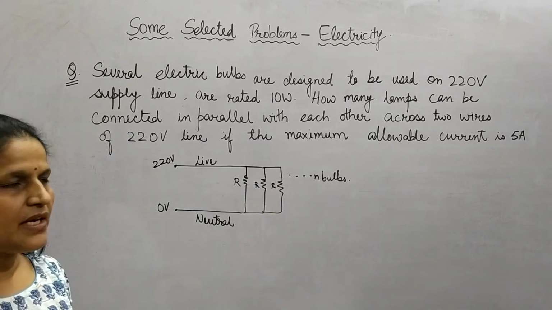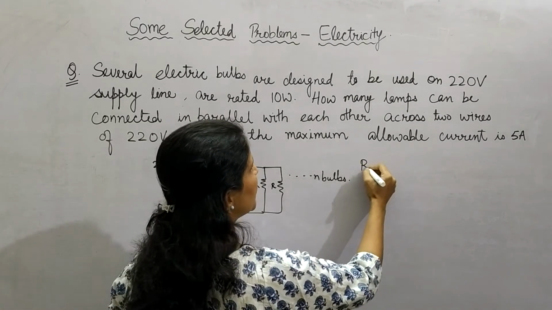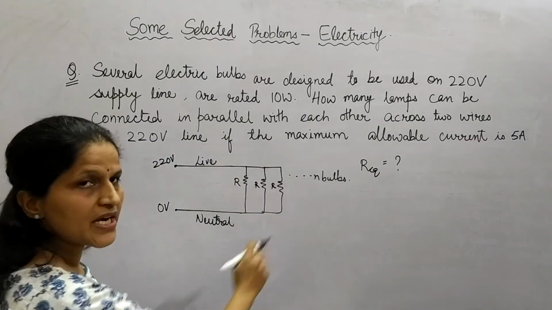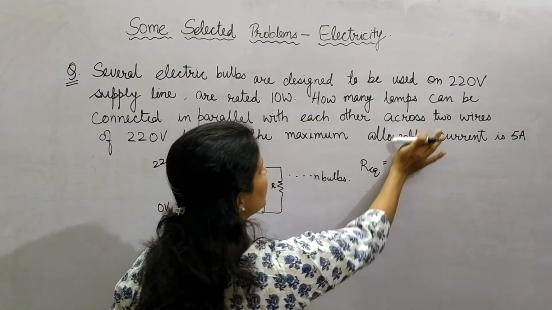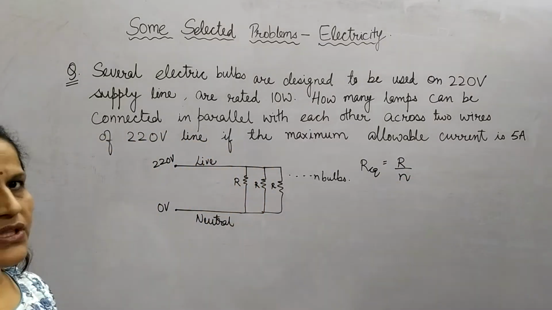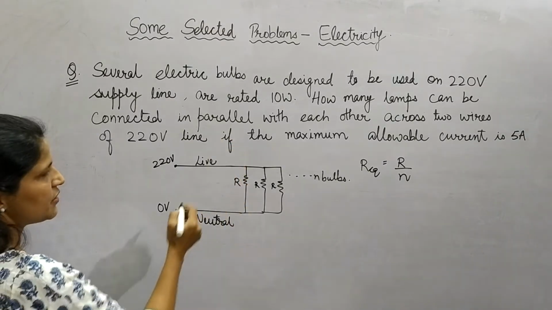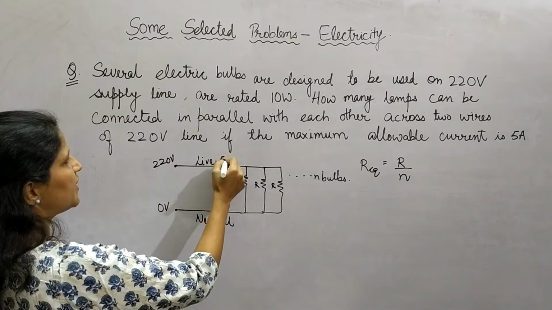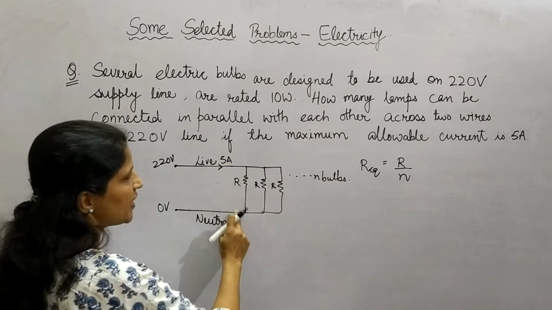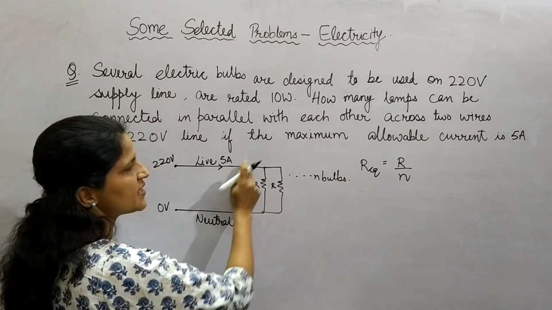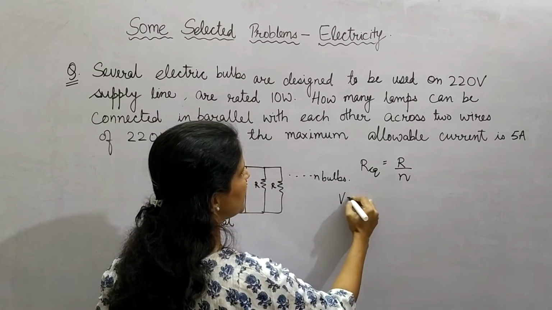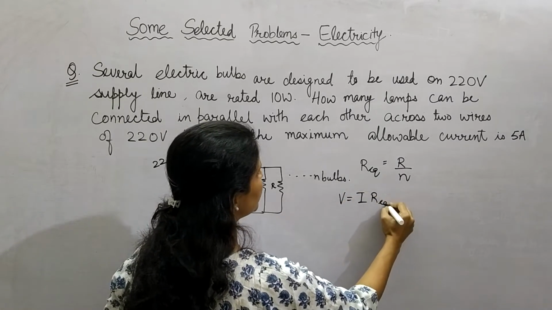Finding out the resistance of the bulb, we can also find out the equivalent resistance of the circuit. R equivalent we can find out. Suppose there are n branches. So for n branches, the equivalent resistance in this case will be equal to R upon n. We don't know the number of branches in this case. The question also says that the maximum allowed current in the line is 5 ampere. So if the entire combination gives us a resistance of R by n, we can apply Ohm's law, according to which V must be equal to I R equivalent.